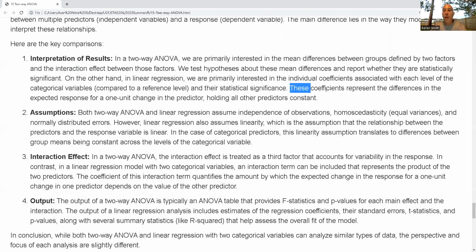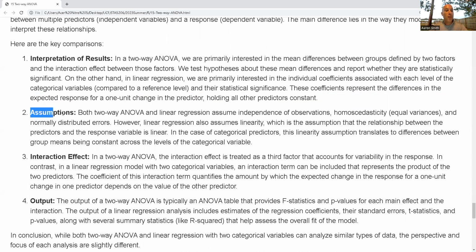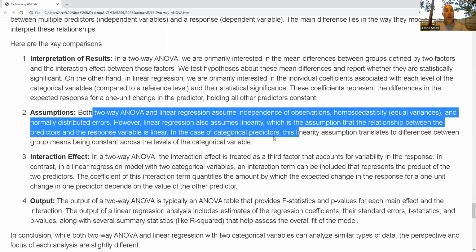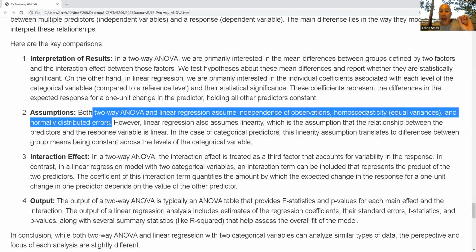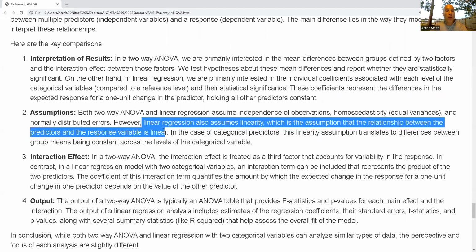These coefficients represent the difference in the expected response from a 1-unit change in the predictor, holding all other predictors constant. Now for the assumptions, both two-way ANOVA and linear regression assume independence of observations, homoscedasticity, that is equal variance, and normally distributed errors. However, linear regression also assumes linearity in the formula, which is the assumption that the relationship between the predictors and the response variable is linear. And that's treating them as the dummy variable representation.